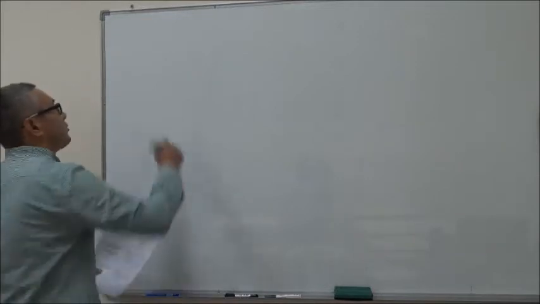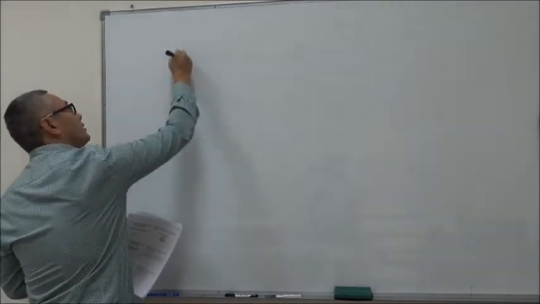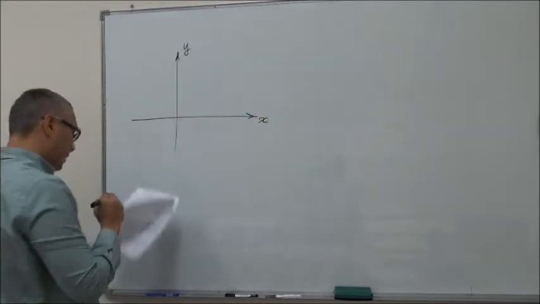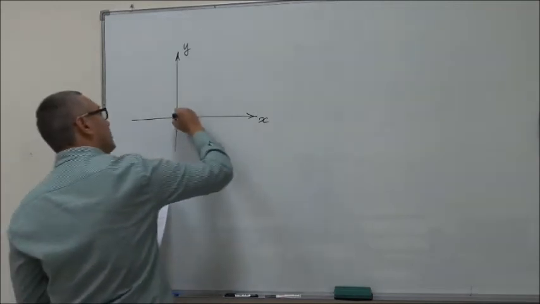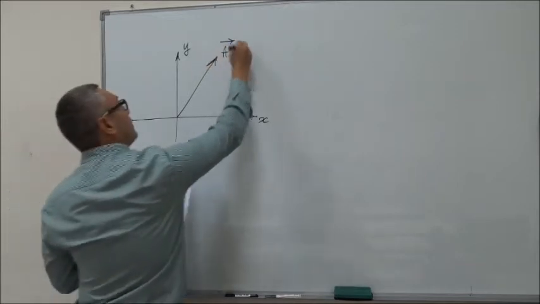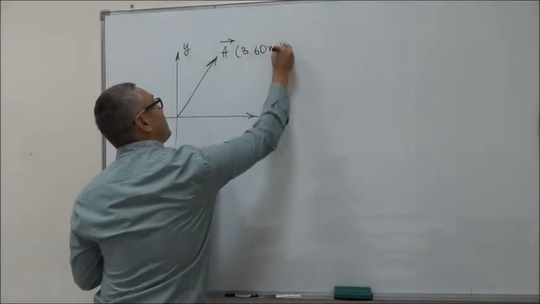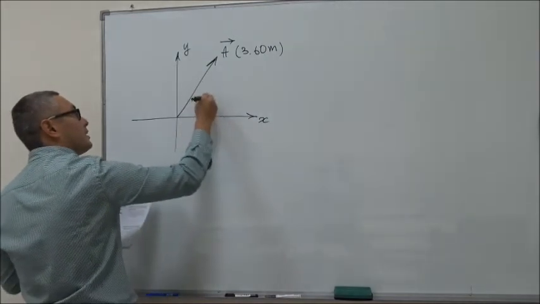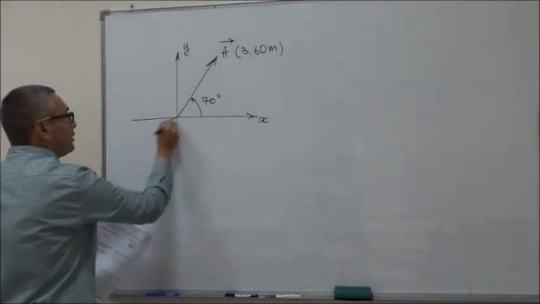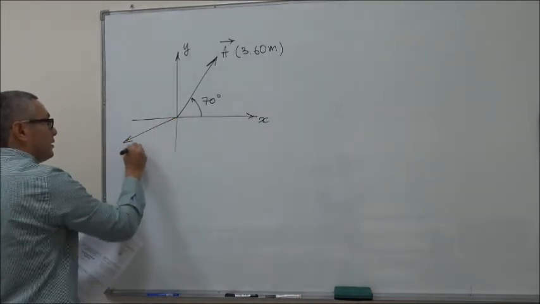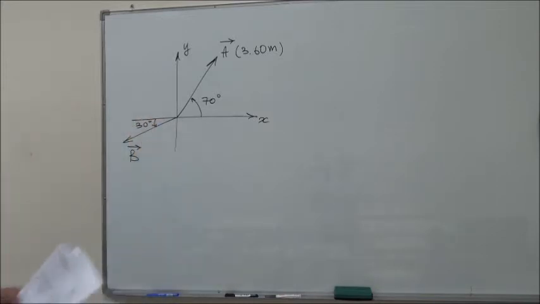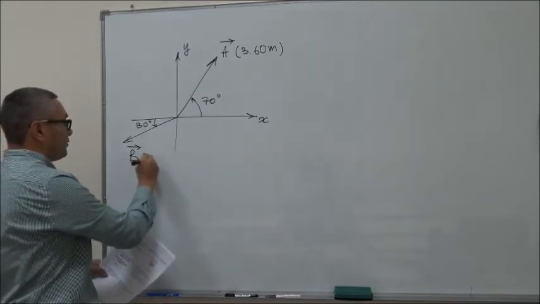So in this exercise, we're given a diagram. This is my y-axis and this is my x-axis. And in this diagram, I have two vectors. One pointing this way. This is the A vector, which has a length of 3.60 meters, and it is at 70 degrees above the x-axis. And then another vector, B vector, pointing here, is at 30 degrees here and has a length of 2.4 meters.